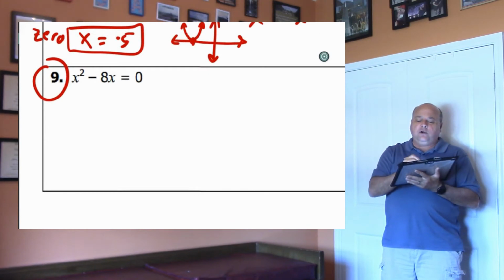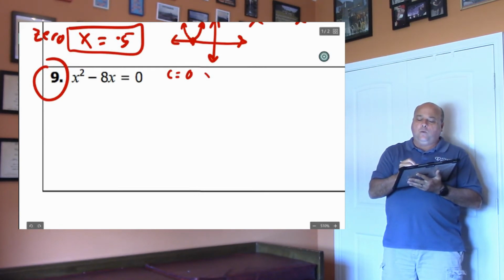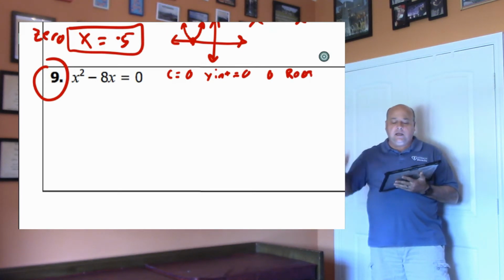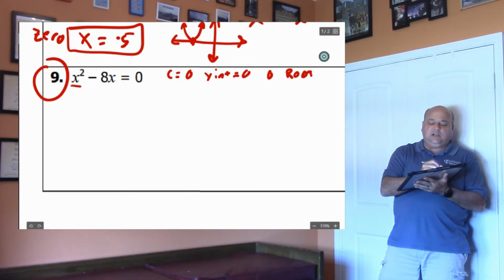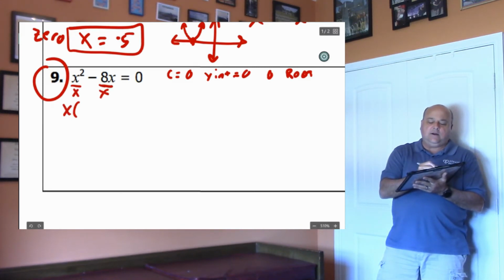On this one right here, notice that the c is equal to 0 in it. That means the y-intercept equals 0, which means 0 is going to be a root, or a 0, okay? 0 will be one of the x-intercepts, okay? So to factor this, the GCF is x. I'm going to take an x out, and I'll have x minus 8, won't I?